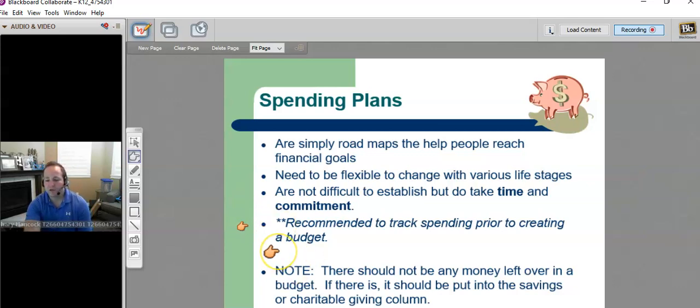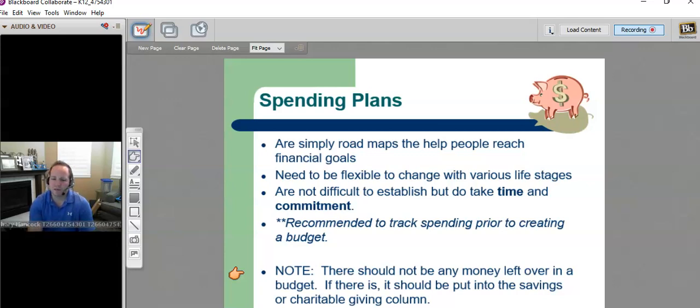There are different things that we'll talk about doing, and in a budget, you shouldn't have any money left over. You should have already budgeted where everything goes, if that makes sense. So if you know that you can put X amount into savings, you should have that already.